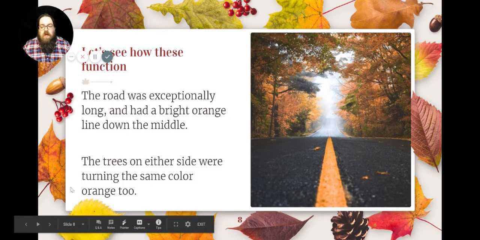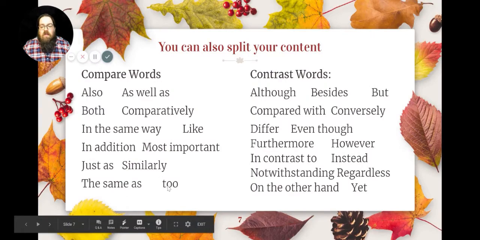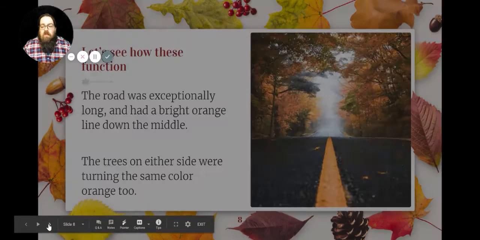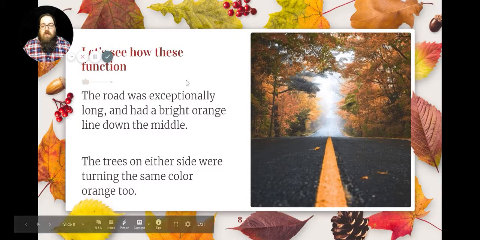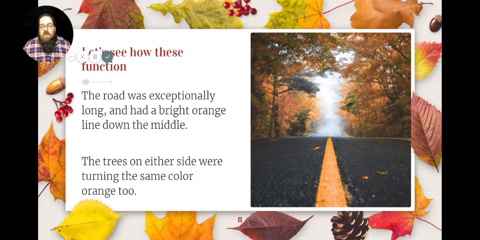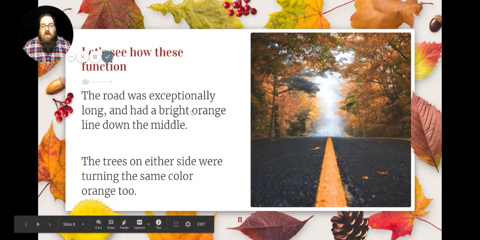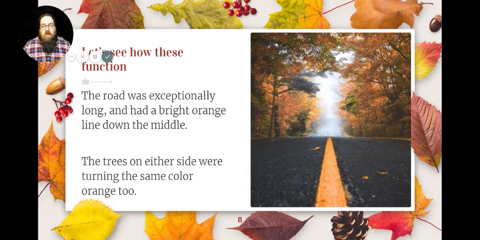Now look at that "too" right there. That is one of our compare words. So that's how we know we're comparing. That means same as, right? Or also. So that's a compare word. So now we know we're comparing. We know that the trees were bright orange, like the line down the middle of the road.